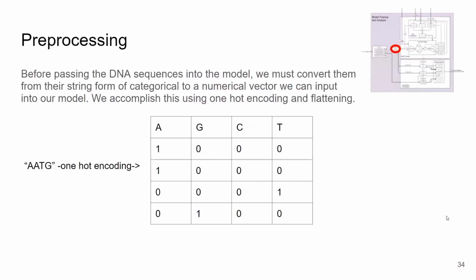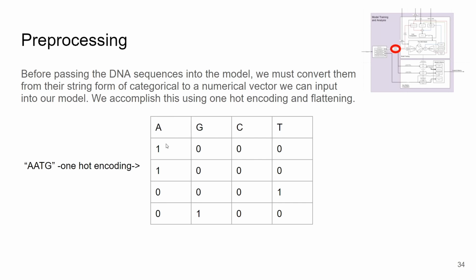So let's move forward and discuss this briefly. Before we actually pass the DNA sequences in, we need to convert them to a form that our model can understand, right? Keep in mind, this is a computer. We can't just pass in a string and expect the model to understand it. We do something called one-hot encoding. One-hot encoding takes our classes and creates a matrix that represents the position of our letters. For example, the DNA string AATG would be converted into this matrix here.